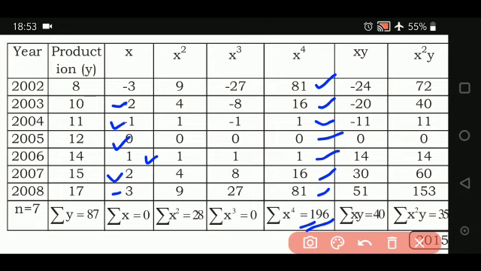The next column is going to be x into y. This is your y, x into y. So 8 into minus 3 is going to be minus 24. 10 into minus 2 is going to be minus 20.